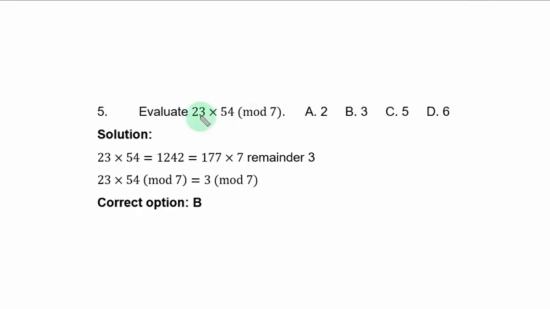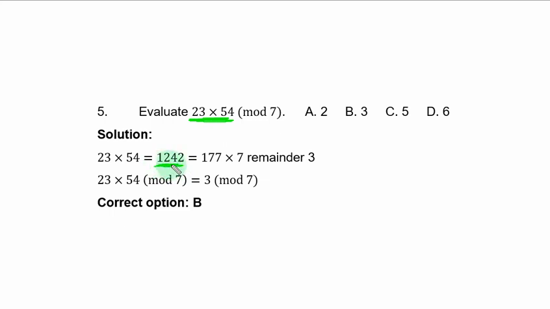Question 5. Evaluate 23 times 54 modulo 7. Solution. Modulo 7 has 7 elements from 0 to 6. So what we should have in this place should be an element between 0 and 6. So if you multiply 23 by 54, you have 1242. To get that remainder, you divide this number by modulo 7.